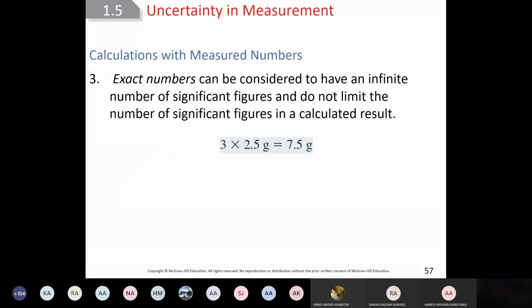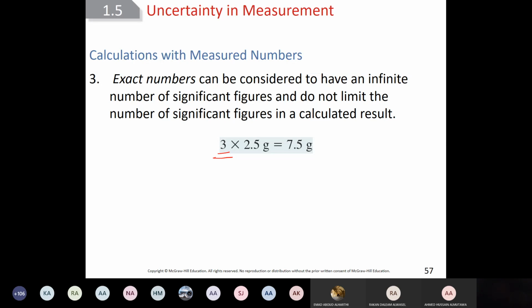Very good. Now, last thing I want to say, if you have what's called exact number that you don't measure. For example, if I ask you, how many fingers in your hand? In one hand, 5, right? Nobody will say it is 5.1. No, never. Why? Because this is an exact number. You are counting 1, 2, 3, 4, 5 fingers in your hand.